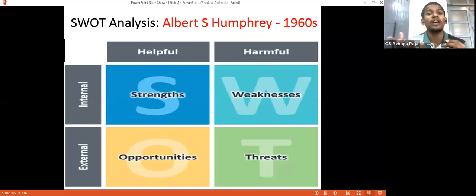Say for example, a SWOT analysis for a student, or for those who are looking for a job. They can say what their strengths are. Strength means I know multiple languages, or I am comfortable with other techniques, or I am a very techy kind of person. What you have as a plus within you, that is internal, and that is a strength.